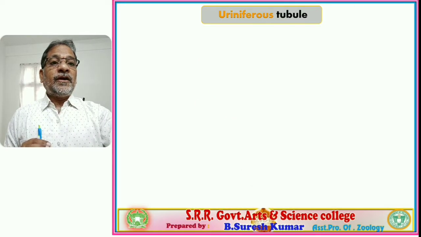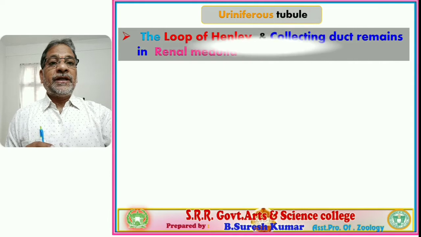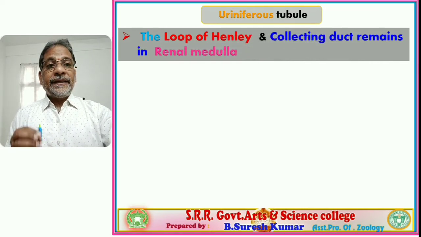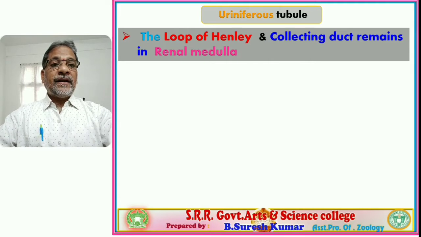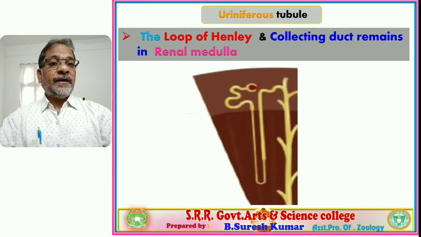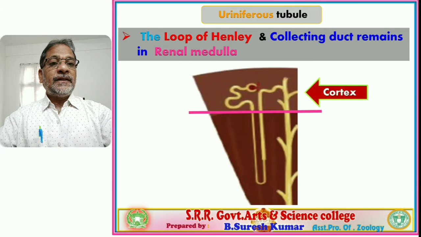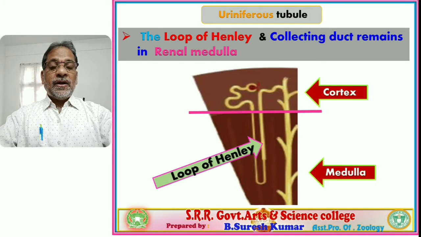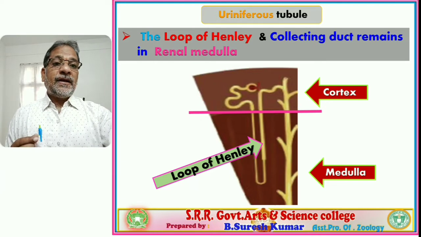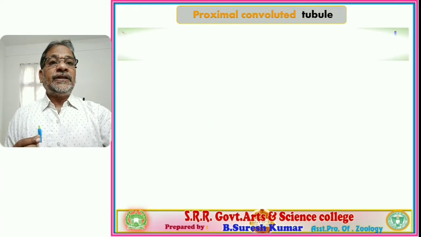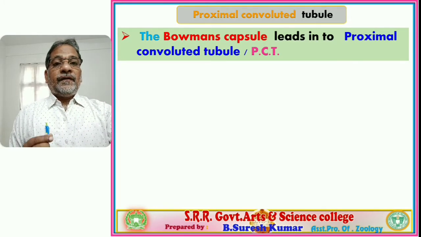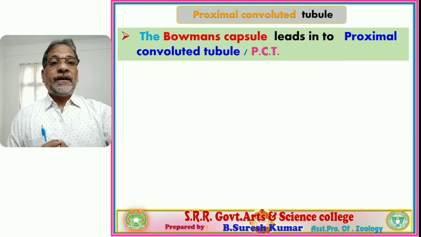Followed? Right. What parts are found in the medulla portion? The loop of Henle and collecting ducts lie in the renal medulla. You verify the visual representation. This is the medulla portion. In the medulla portion we find the loop of Henle regions as well as collecting ducts. Followed? Right. First, we will discuss the proximal convoluted tubule.